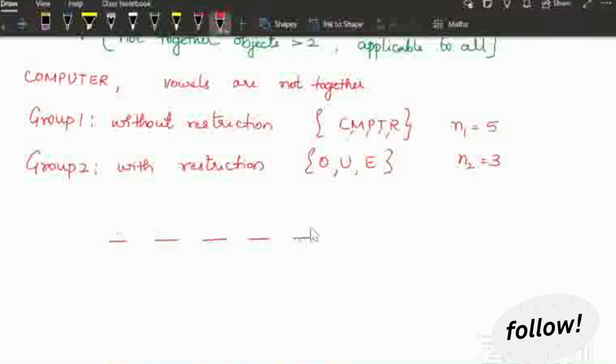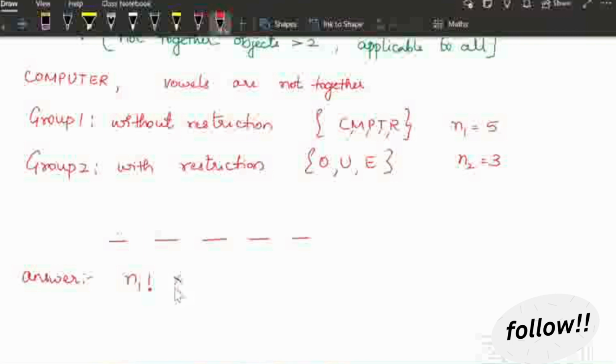So we have 5 letters and 5 positions. So the number of ways of arranging this is 5 factorial, so the answer is N1 factorial. That is the number of objects which do not have restriction. First rearrange them. Don't consider these vowels, just take these consonants and rearrange. So that can be done in N1 factorial ways.